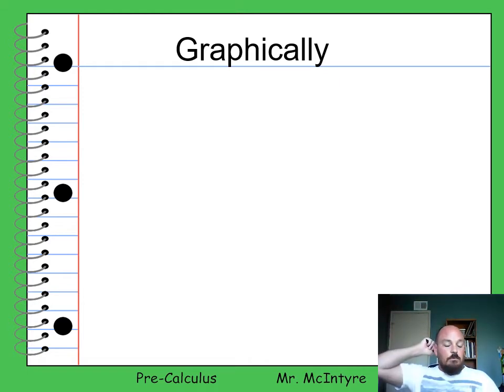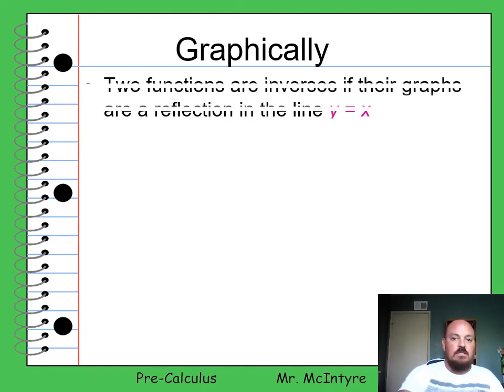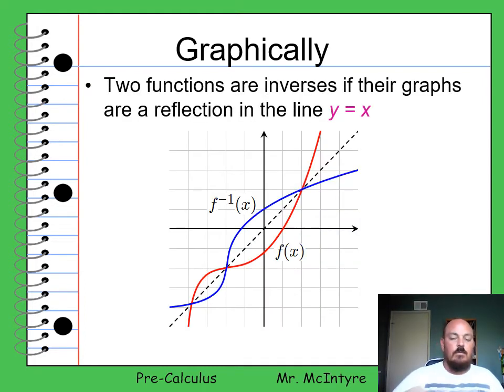Okay, so if you're looking at the graphs of two inverse functions, this really neat thing happens. They end up being a reflection of each other in the line y equals x, which is that dotted black line that I drew down the middle. So that line that cuts the first and third quadrants exactly in half, that's the line y equals x.